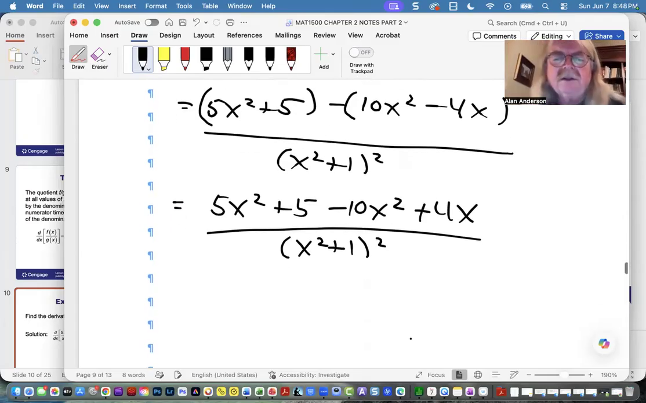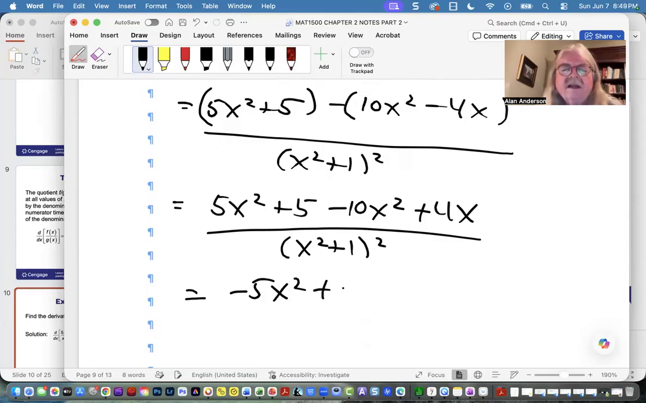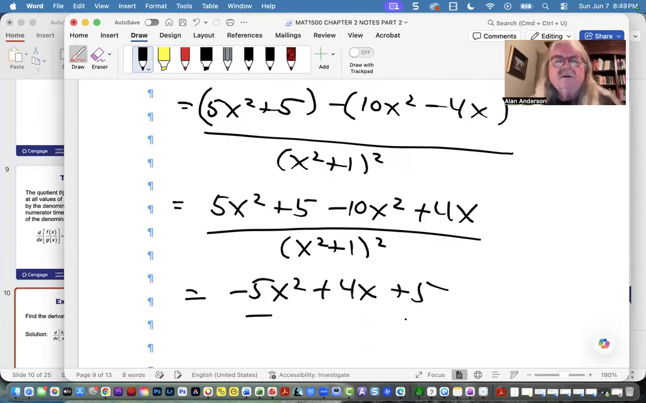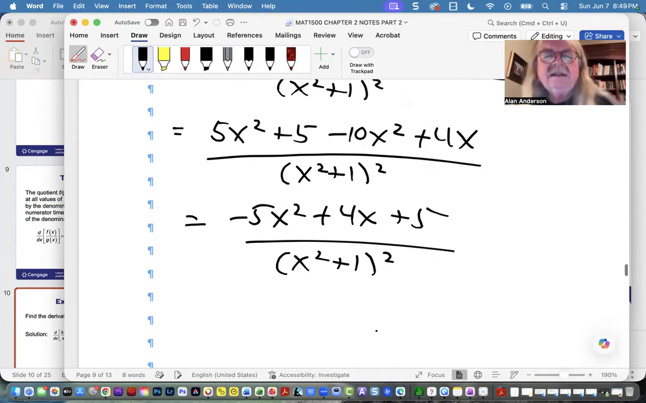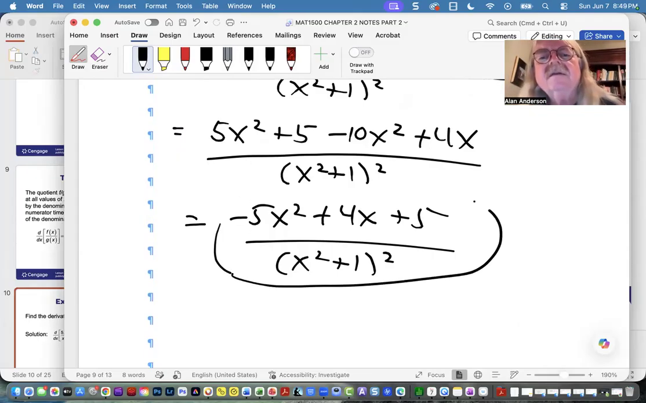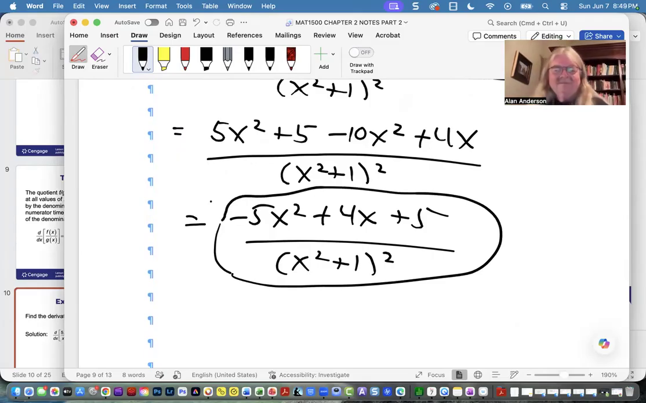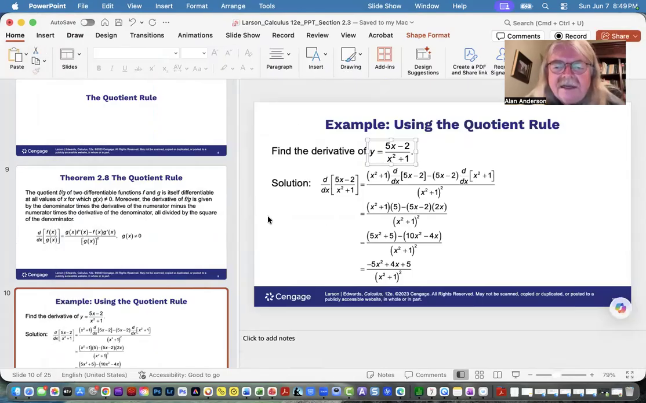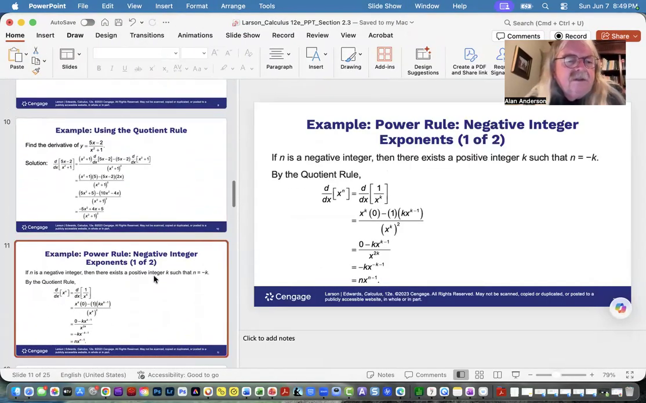And then we'll combine the like terms. We have 5x squared minus 10x squared, so we have minus 5x squared. And then we have the 4x, and then we have a constant, and that's all divided by x squared plus 1 squared. All right, then there's really nothing we can do to simplify it any further. If we could simplify it, we would, but no, it's fine the way it is. All right. Yeah, so that's exactly how they left it. Beautiful. What else do we have?